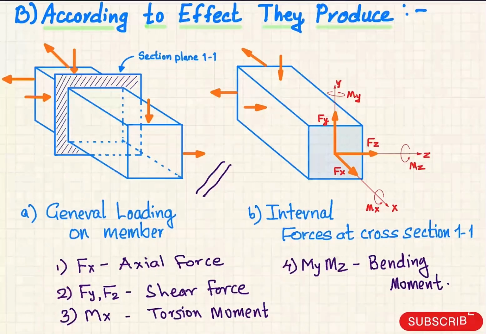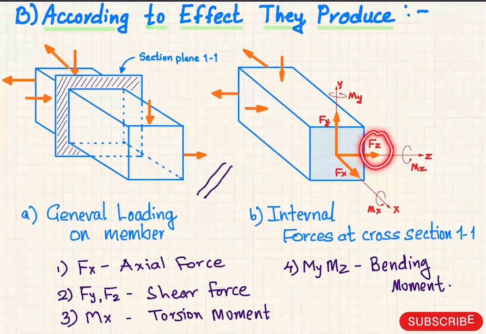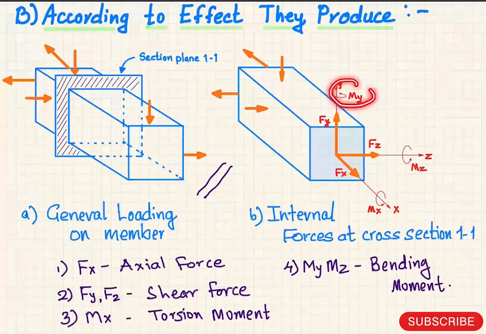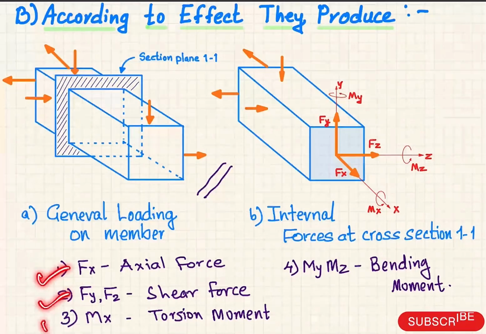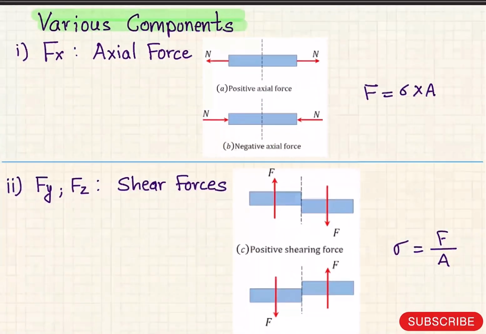In this figure, we will understand what those effects are. Axial forces are acting on this body. Fy and Fz are considered shear forces on the body. Mx is a torsion moment acting on the body, and My and Mz are bending moments. Now we will understand how all these forces are acting. Here we will see the various components.